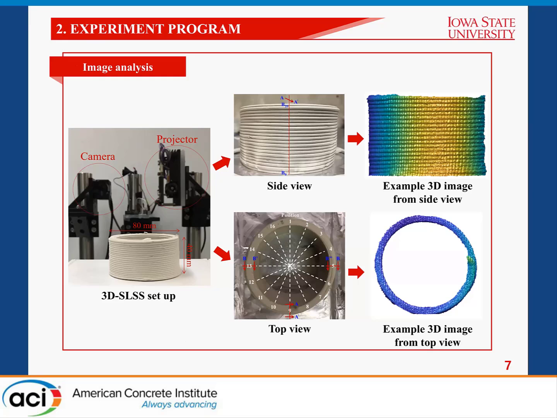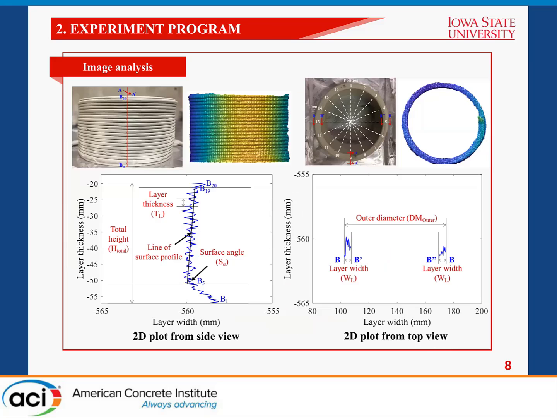After printing the objects, the 3D SLSS was installed to capture 3D images of the samples. We captured 4 different side view images and 1 top view image using the 3D SLSS. For example, at positions 1, 5, 9, and 13, we took side view images, and this is one example of the 3D reconstructed images. Then we vertically sliced the 3D images, and we had this 2D plot. From this 2D plot, we could measure the layer height, object height, each layer thickness, line of surface profile, and surface angle.